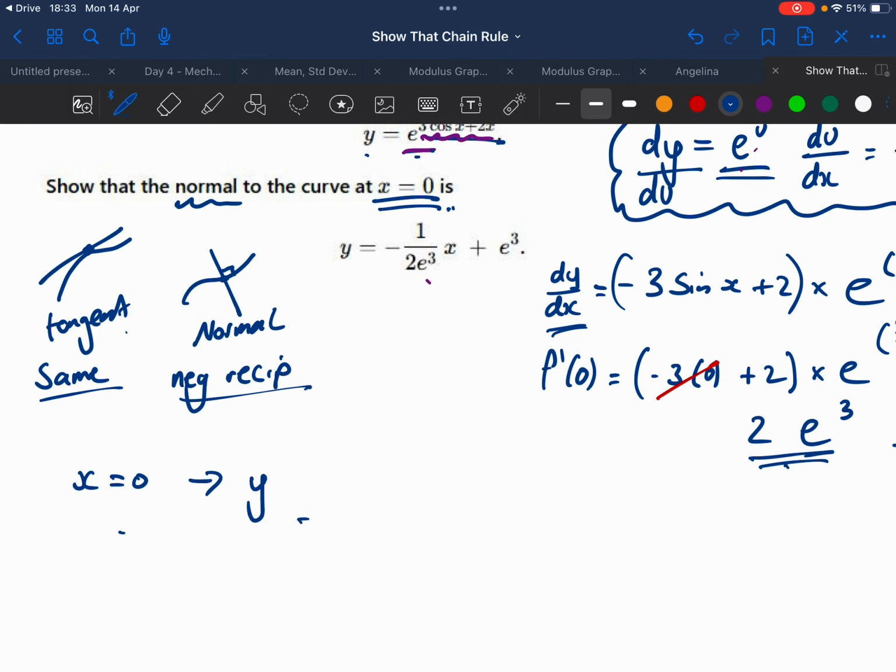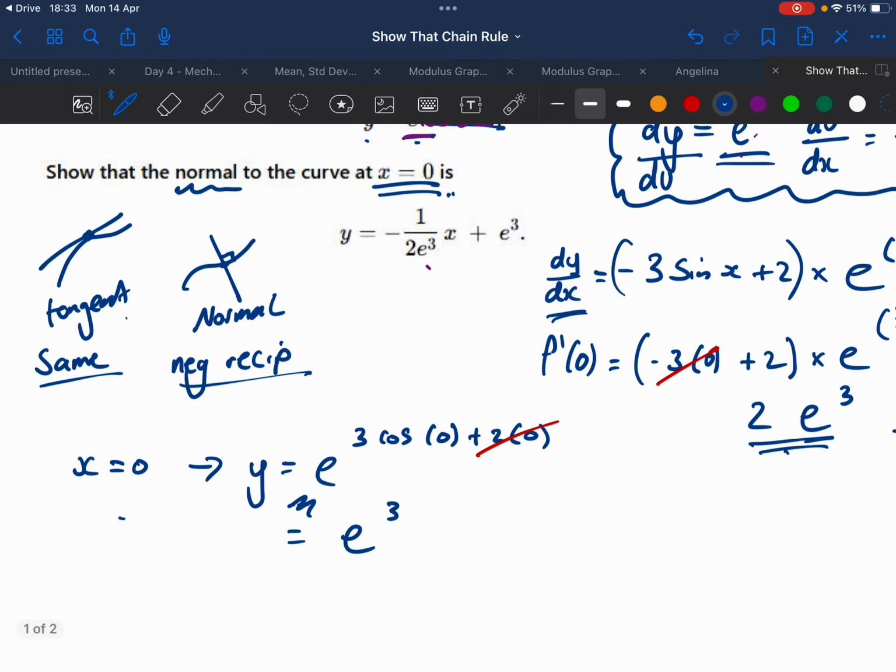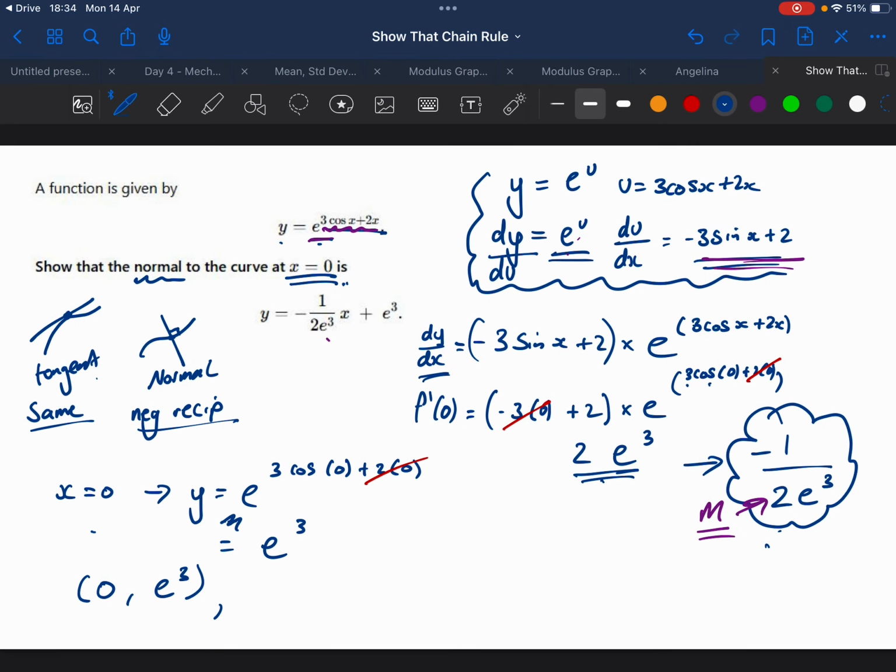So that's going to be y equals e to the 3. I'll just make it really clear because it does say show that. e to the 3, 0 plus 2 lots of 0, which is going to be equal to what? Well, that's going to be a 0 again. It's going to be a similar result to before, isn't it? So it's e cubed. Okay, so e cubed there. So now I have 0 and e cubed. And for my m value, I have, what was it? -1 over 2e cubed.